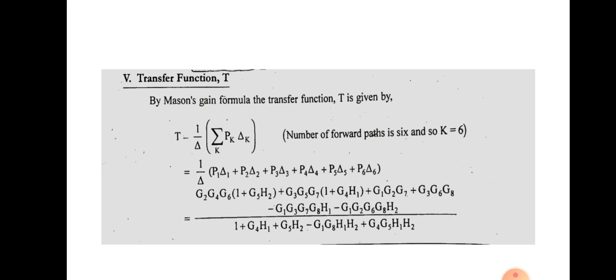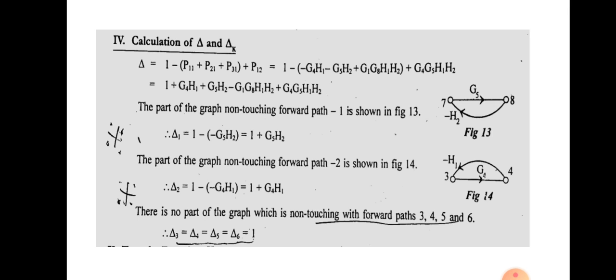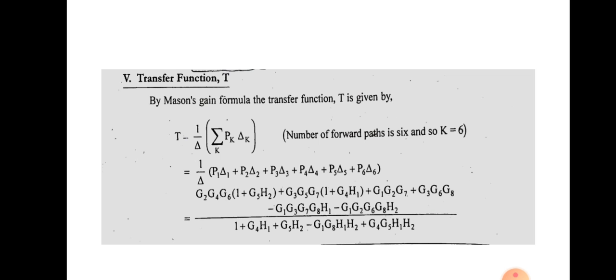So we can just substitute in the Mason's gain formula. So first we have to find out the value of delta, and next we have the value of delta 1, next we have the value of delta 2, and also we have the values up to delta 6. So we can substitute 1 by delta into p1 delta 1 plus p2 delta 2 plus etc. plus p6 delta 6, and you can simply substitute and find out the value. This is this problem. Okay.